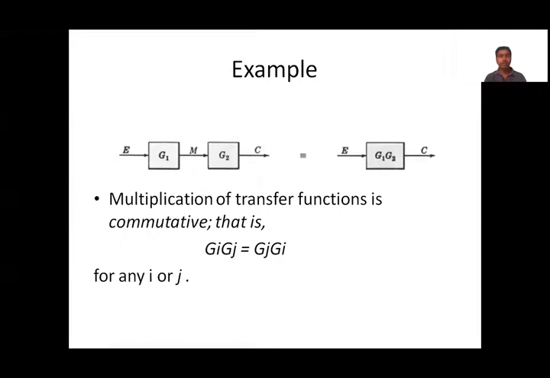This is an example of a cascade system. Here G1 and G2, two subsystems, are connected in series or in cascade, then the output C is equal to the multiplication of these two, G1 G2, into the input E. So the total overall system transfer function is equal to the product of these two subsystem transfer functions when they are connected in cascade.